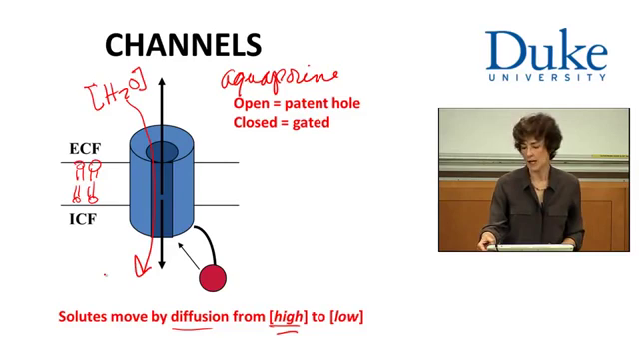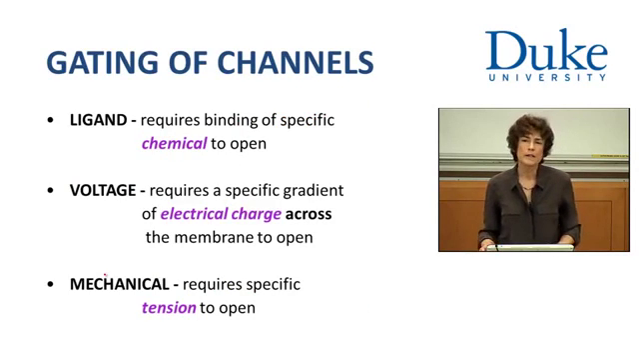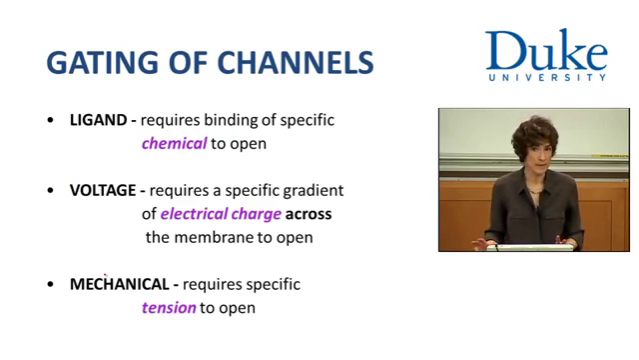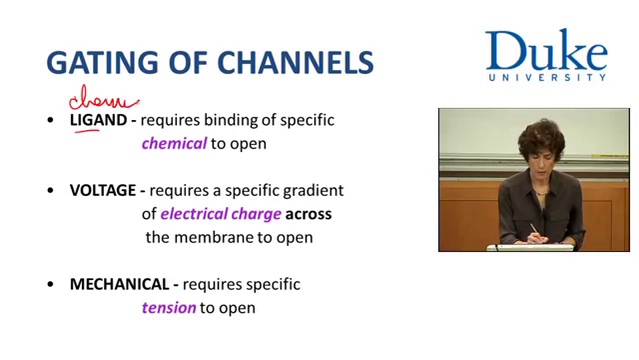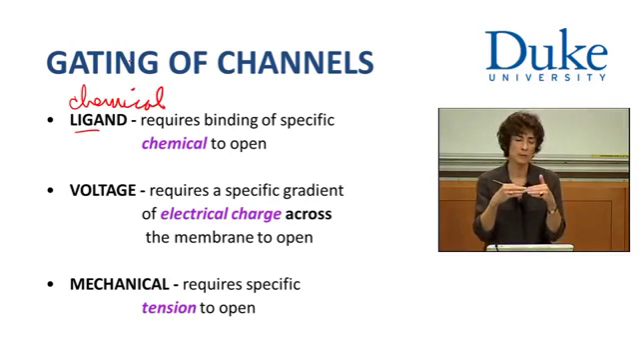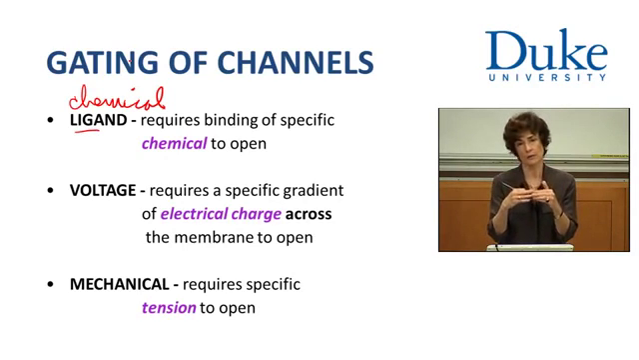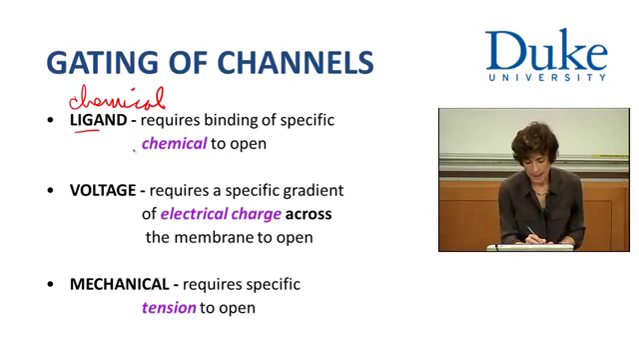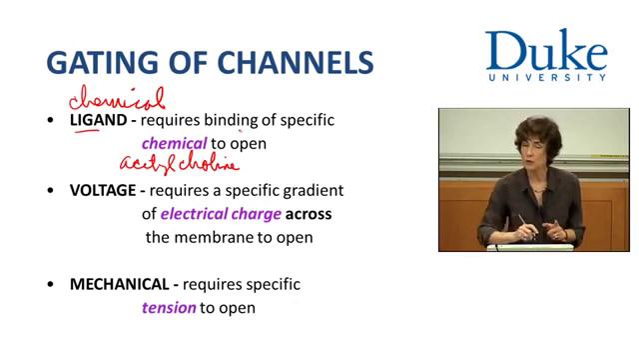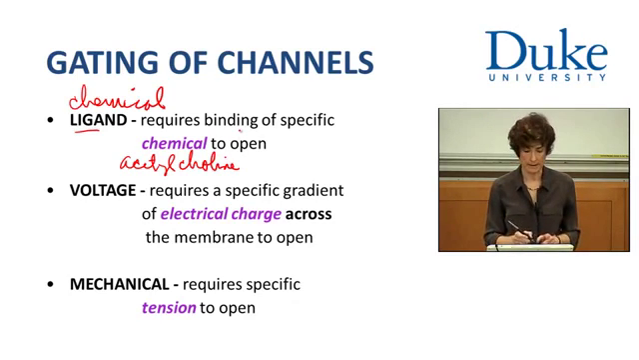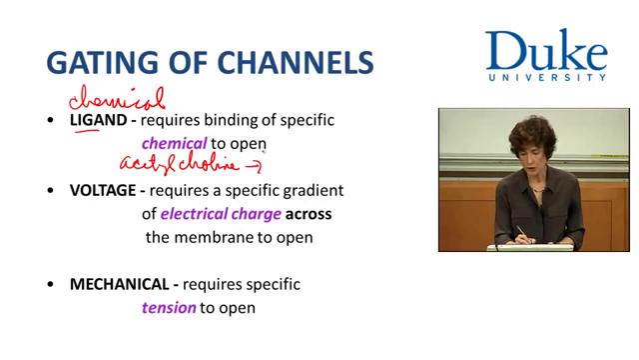So how then are these channels gated? The channels can be gated by three different mechanisms. The first is ligand gating. This simply is a chemical which will bind to the channel itself, and the channel will be in a closed position. And when this ligand binds to the channel, it will cause the channel to open. An example of this is the acetylcholine receptor. Acetylcholine is a neurotransmitter for the parasympathetic nervous system. This acetylcholine binds to a nicotinic receptor on skeletal muscle.